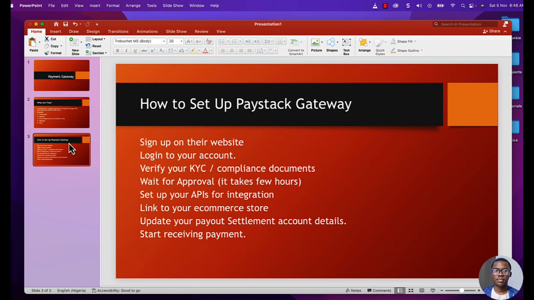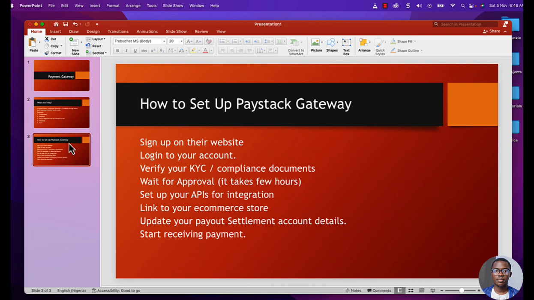Thereafter, we proceed to setting up APIs for integration of our merchant account, that is the Paystack gateway, to our e-commerce platform. So these are going to be key APIs, application program interface, which is usually given to every merchant account, and you have to use that to link it up to your e-commerce store or every other platform that accepts transactions. And thereafter, we see how to link these APIs to your e-commerce store, and also updating your payout details and how to start receiving payment from your platform.